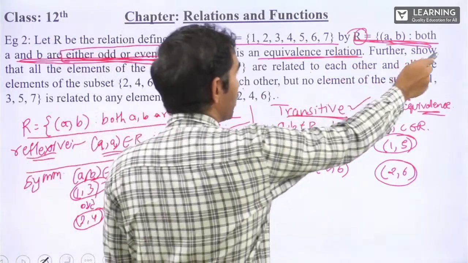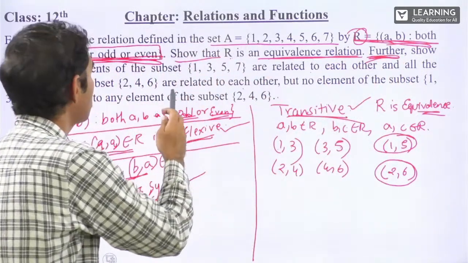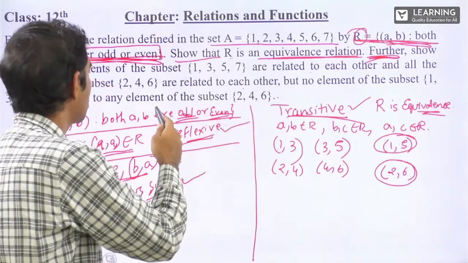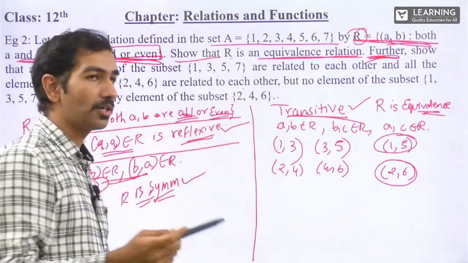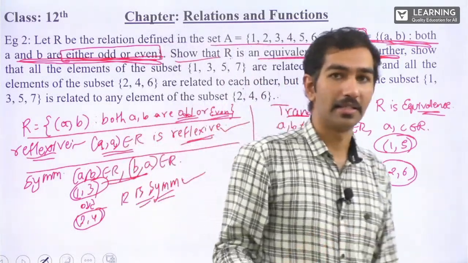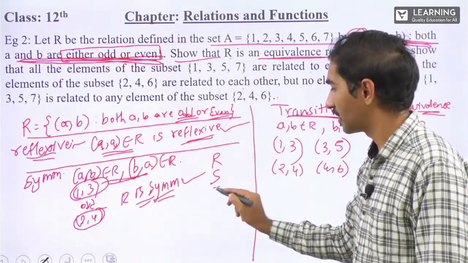So from here, students, the second part of the question: further show that all the elements of the subset {1, 3, 5, 7} are related to each other and all the elements of the subset {2, 4, 6} are related to each other. So what is "each other" here? Each other is nothing but the relations. So what are the relations we have proved here? Here we have proved reflexive, symmetric and transitive, right?